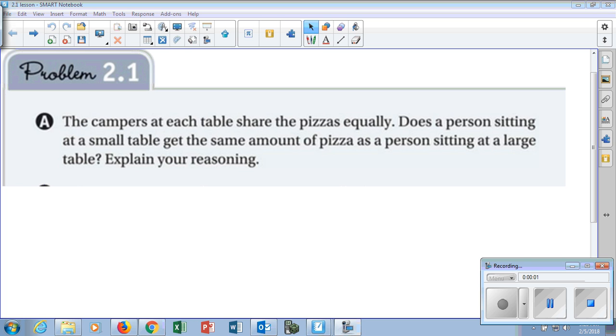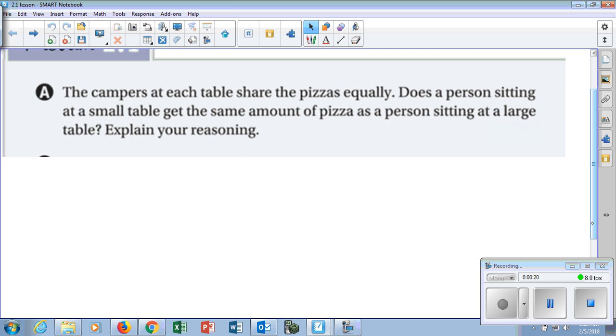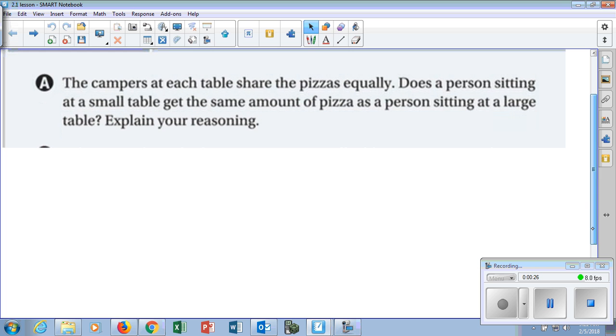Today we're doing 2.1 notes, and we're focusing again on scaling ratios and proportions and solving for them like we started last week. So for question 1A, it says the campers at each table share the pizzas equally. Does a person sitting at a small table get the same amount of pizza as a person sitting at a large table? And explain. So they're getting the same amount of pizza, but there's a different amount of people at each one. So are the ratios the same?